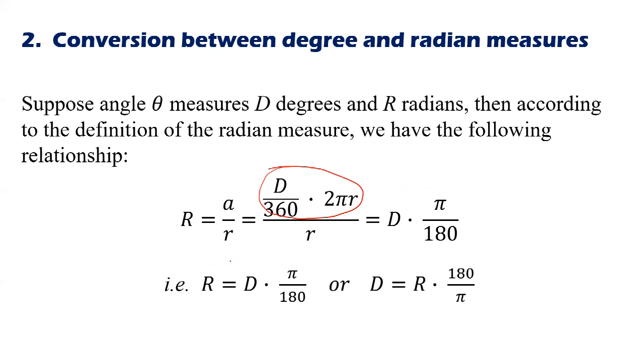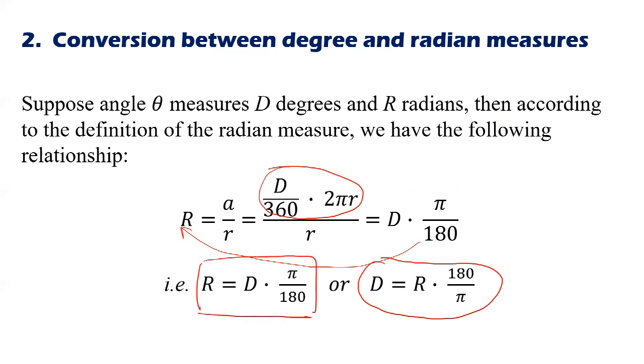And if you want to convert the radians to degrees, you can just multiply both sides by 180 and divide both sides by pi. So that means D is r times 180 over pi, right? So please write this down in your notebook, because in the following examples we're going to use this a lot, okay? Radian measure equals degree measure times pi over 180. And degree measure equals radian measure times 180 over pi. Okay, any questions?